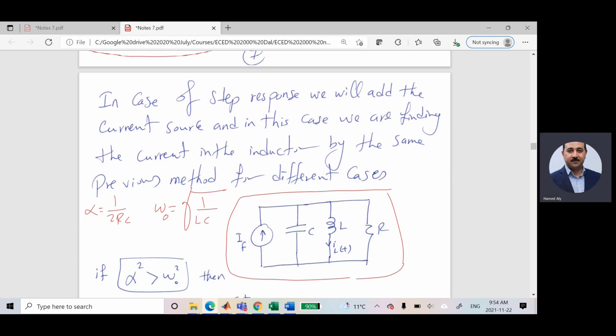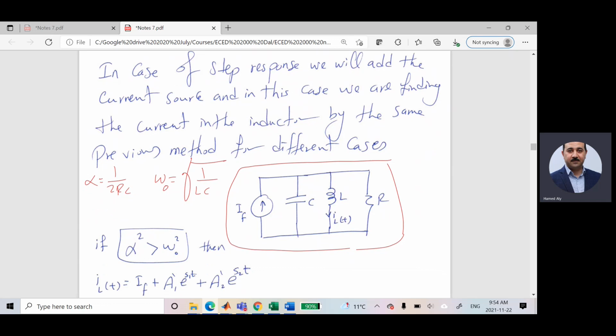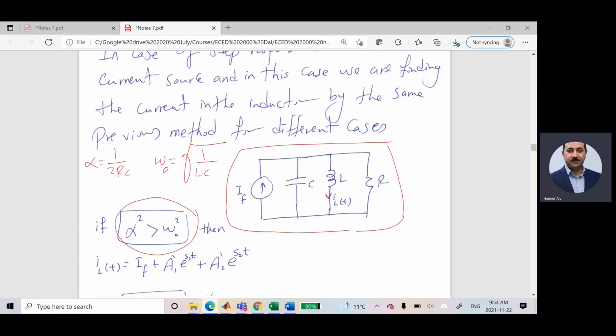If alpha squared is greater than omega O squared, which is the first case, which we described before as overdamped, then the current in the inductor IL of t is equal to the forced current IF plus a constant multiplied by e to the power S1t plus another constant multiplied by e to the power S2t.